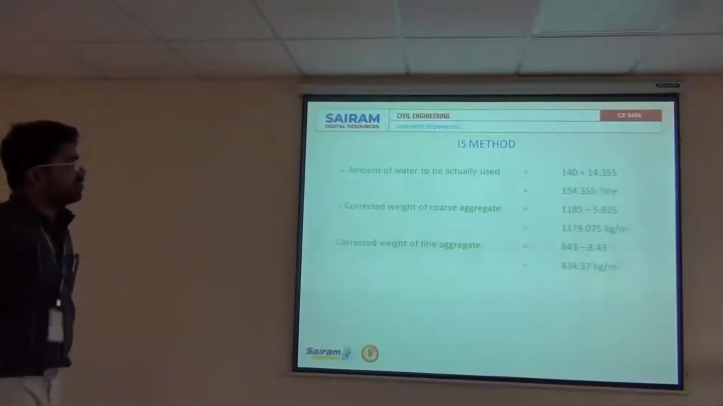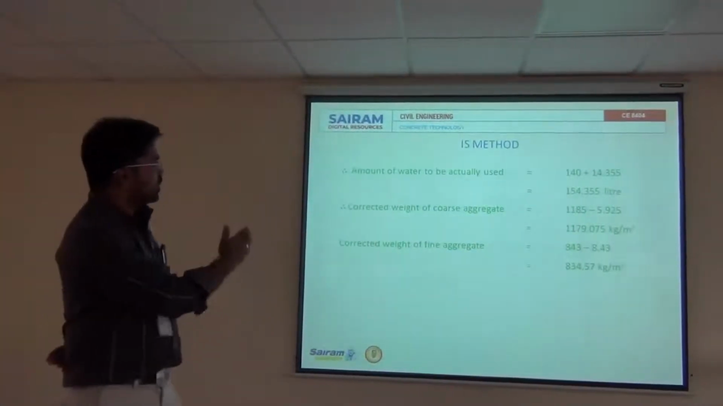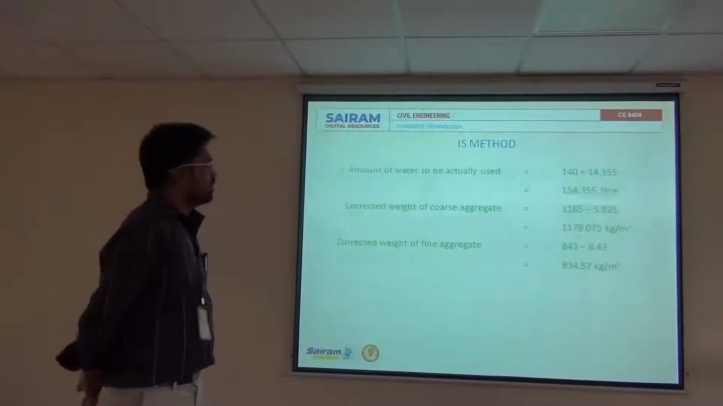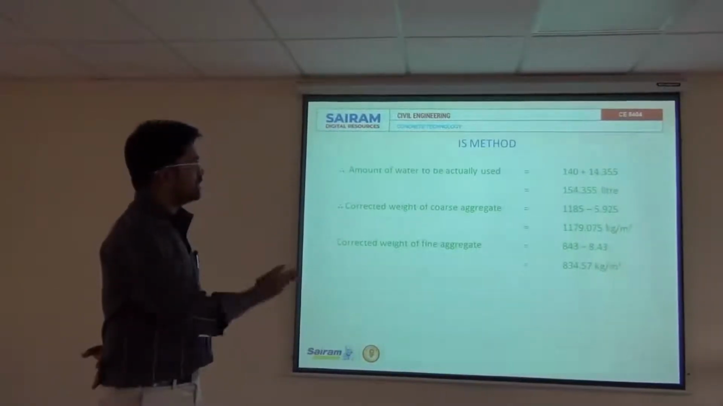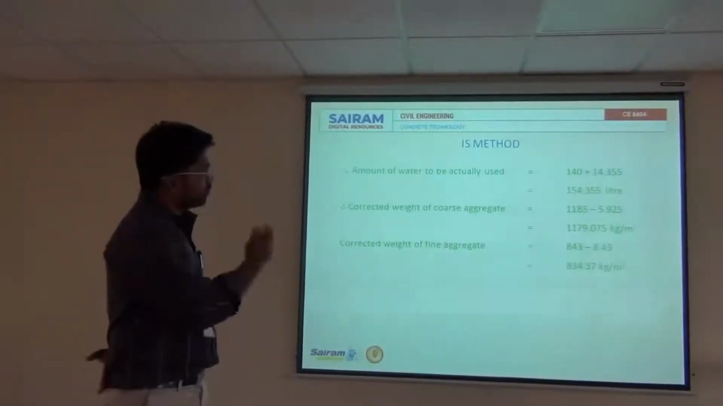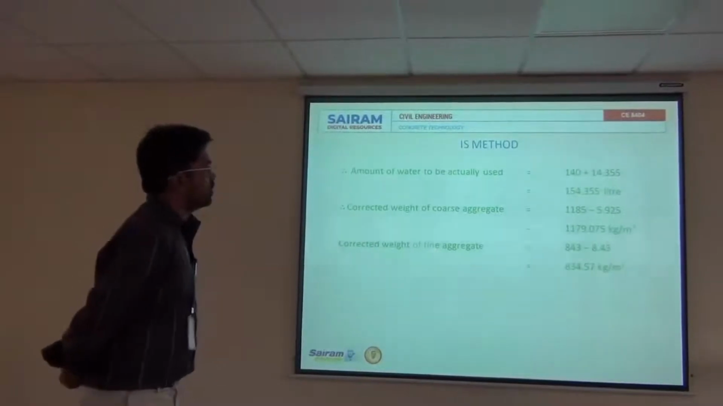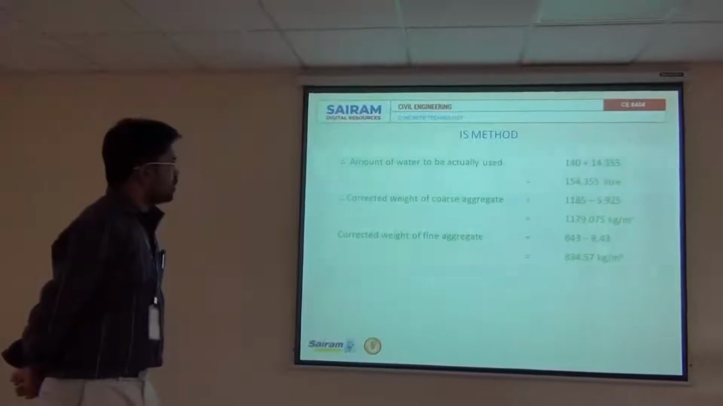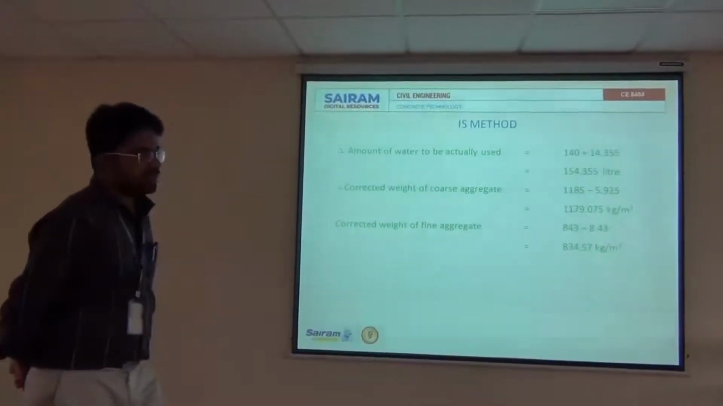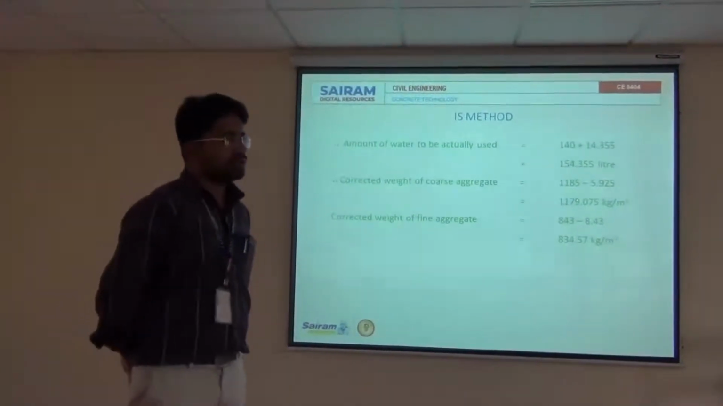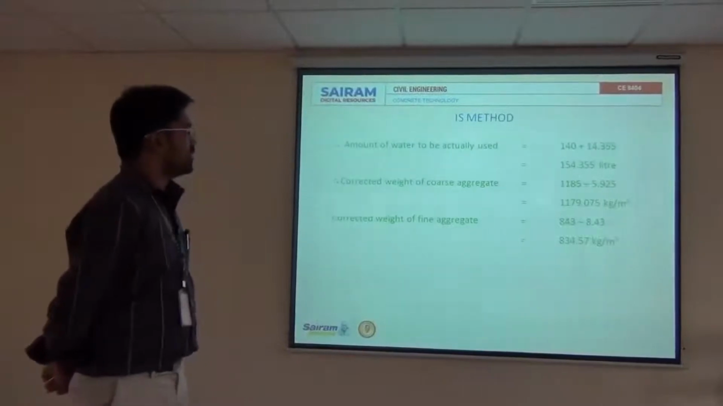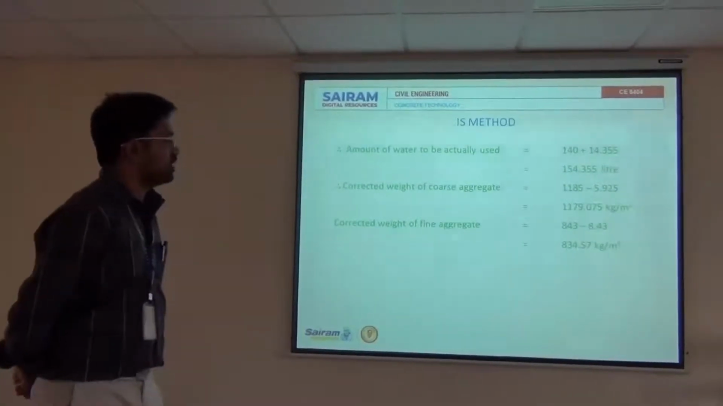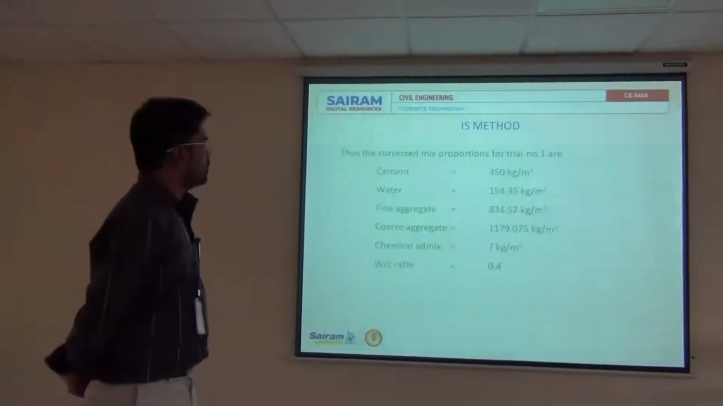Corrected weight of coarse aggregate. The selected aggregate is 1185. This absorption is deducted from the total weight of coarse aggregate. So 1185 minus 5.925 you get 1179.075 kg per meter cube. Corrected weight of fine aggregate: the total weight of fine aggregate is 843 kg. Regarding water absorption, this weight will be reduced by 1%, that is 8.43. You get 834.57 kg per meter cube.